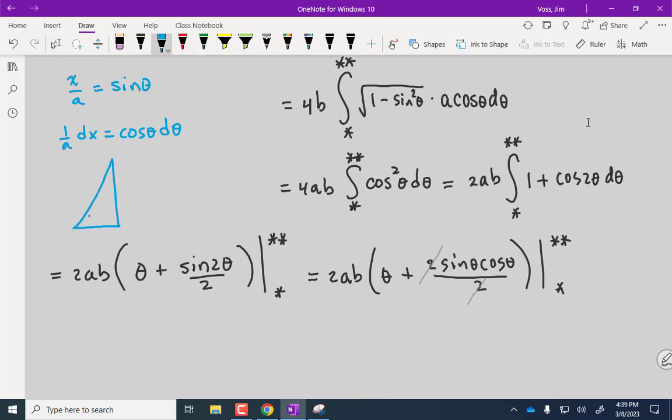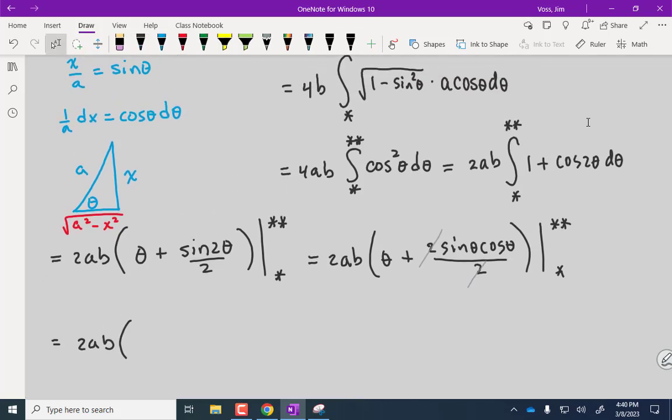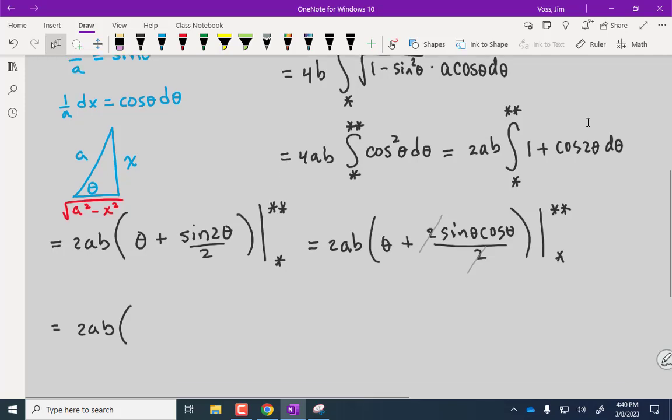Go to our triangle. Sine of theta is x over a. Missing side: the square root of a squared minus x squared, the square root of hypotenuse squared minus leg squared. So what about theta? What's theta equal to? Inverse sine, x over a.